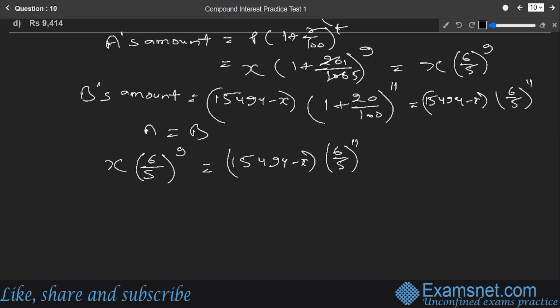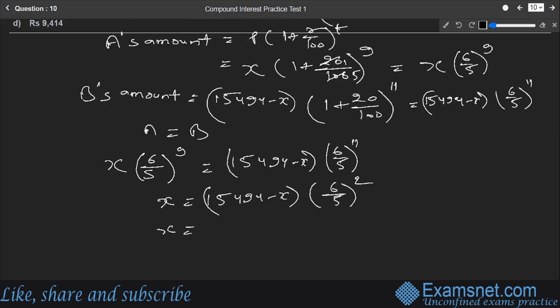So we can cancel the 6 by 5 to the power 9 on the other side with power 11. So the simple version is X equals 15,494 minus X, and from 11, 9 powers have gone, so only power 2 would be left out. 6 by 5 square, that is nothing but 36 by 25.